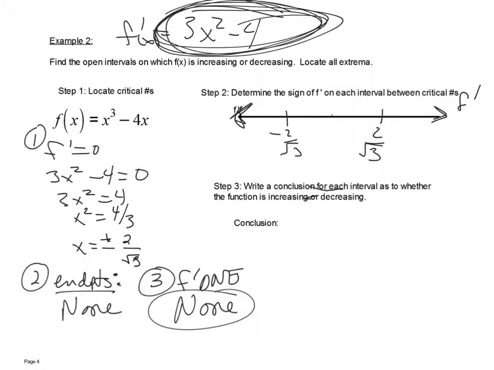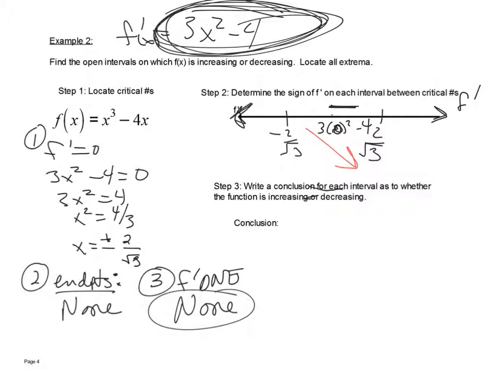If I plug in 0 to f prime to figure out what my slope looks like, I have 3 times 0 squared minus 4, so that's a negative 4. So f prime is negative. My function is decreasing. It has a negative slope. So now let's look at one of the other intervals.